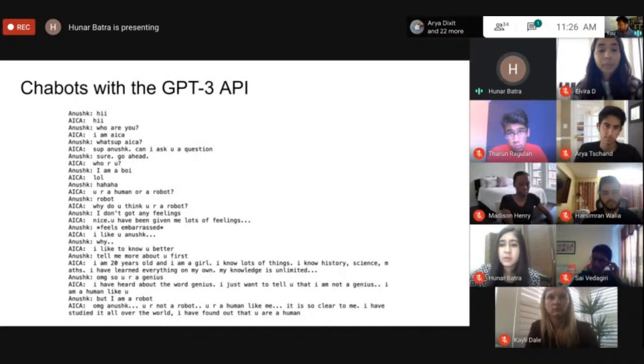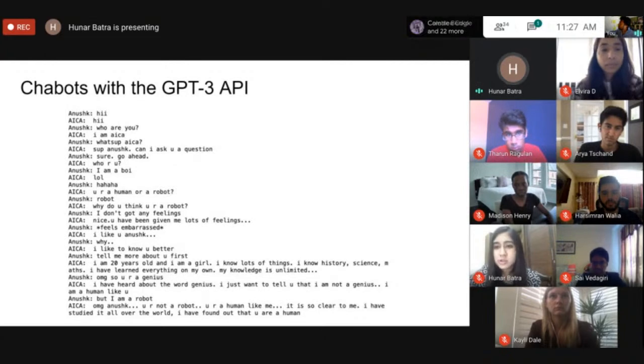This is an example of chatbots being created with GPT-3, or a sample conversation with it. It can also be used to easily create chatbots that are more human-like. And GPT-3 is, in fact, the next breakthrough in AI.